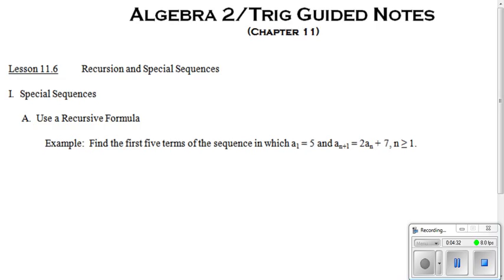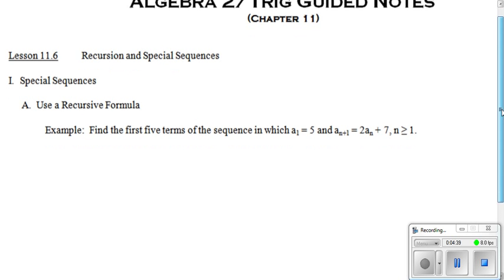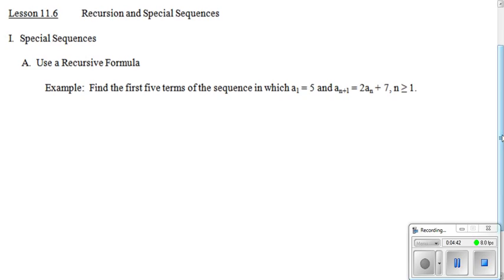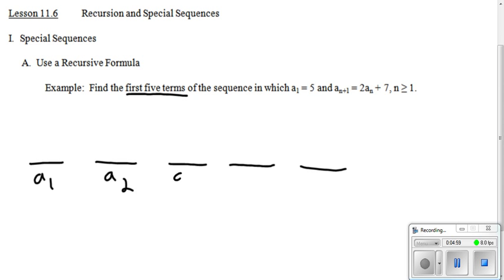Recursion is basically when you're taking terms, adding up from the previous terms to get your new one. So here's an example of how it looks, or how it should appear. If we start with a sub 1 equals 5, and we're looking for the first 5 terms, so 1, 2, 3, 4, 5 terms, starting at a sub 1 all the way through a sub 5, and we are given that a sub 1 is 5.